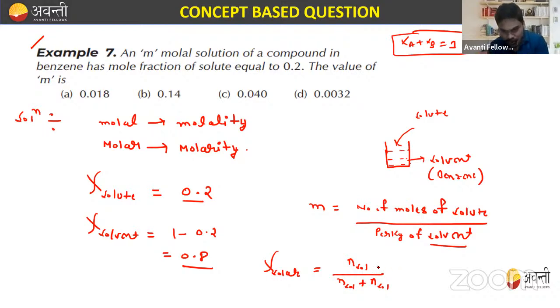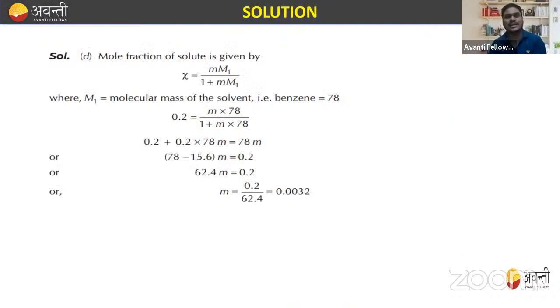Okay. So the mole fraction is given, it says 0.2. The number of moles of solute you want to calculate. So what is the number of moles of solvent here, beta? Because in this we use benzene, so mass upon molar mass. The molar mass of benzene we already know. So just using this concept you can calculate.